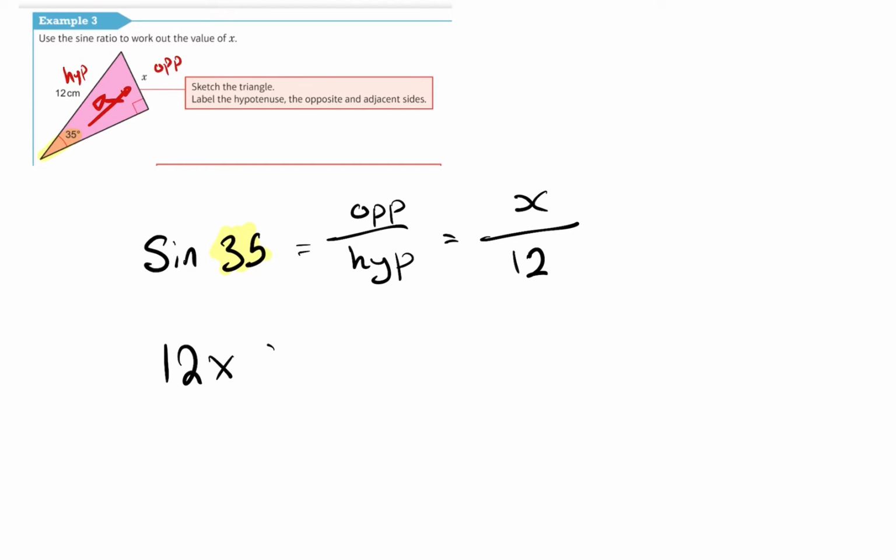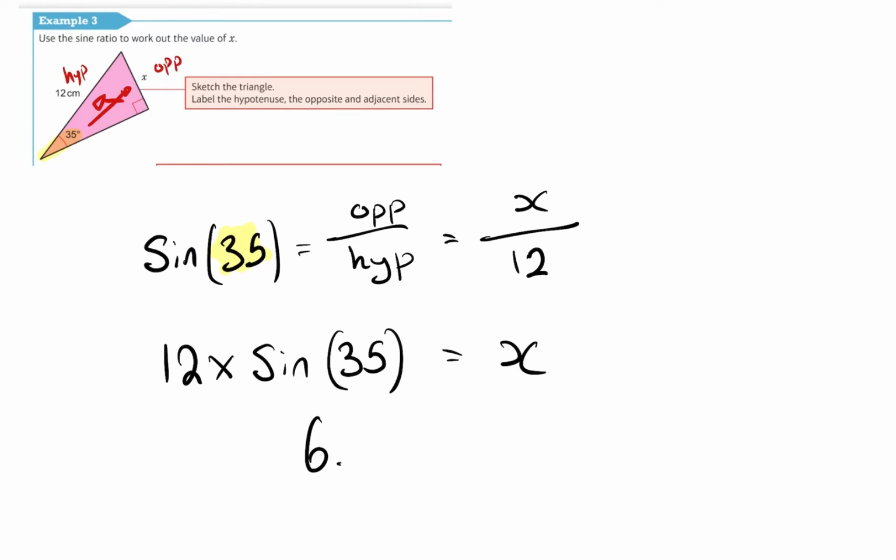Okay, so now we can rearrange it. 12 times sine 35 equals our unknown side. On your calculator, put that in. There we are. We'll go 2 decimal places. 8 centimeters equals x. There we are. That's our x.